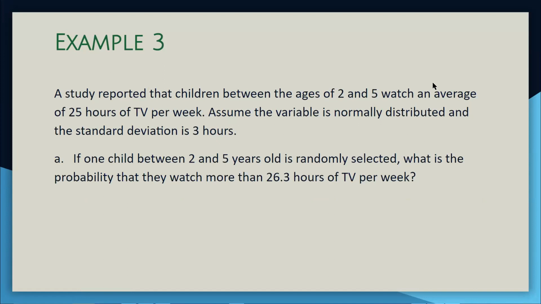Okay, examples 3 and 4 had 2 parts. We'll start with example 3. It says a study reported that children between the ages of 2 and 5 watch an average of 25 hours of TV per week. Assume the variable is normally distributed and the standard deviation is 3 hours. If one child between the ages of 2 and 5 is randomly selected, what is the probability that they watch more than 23.6 hours of TV per week?